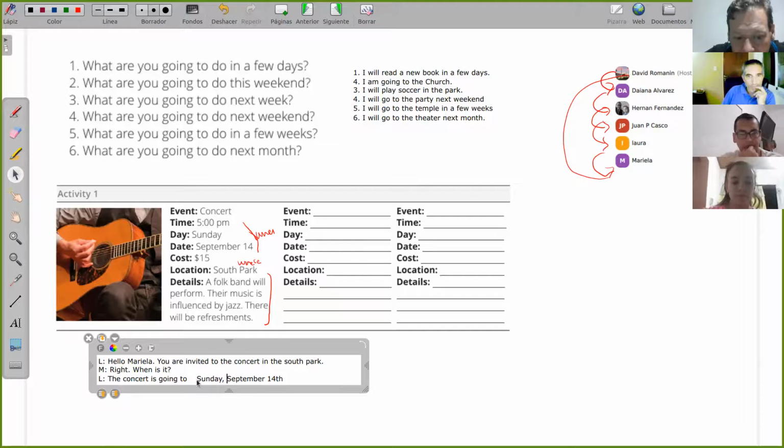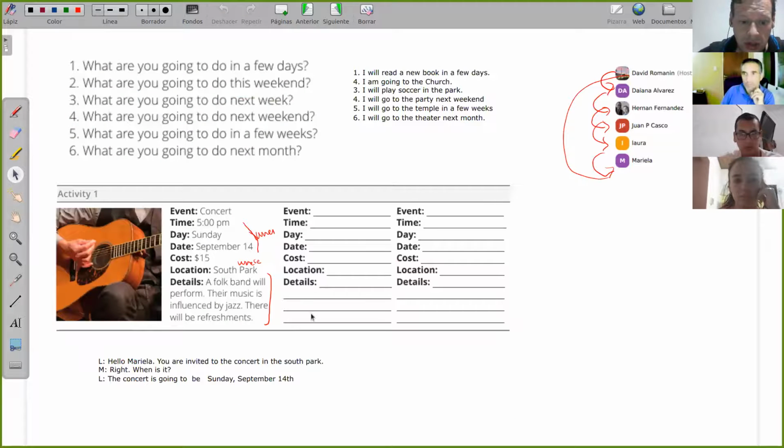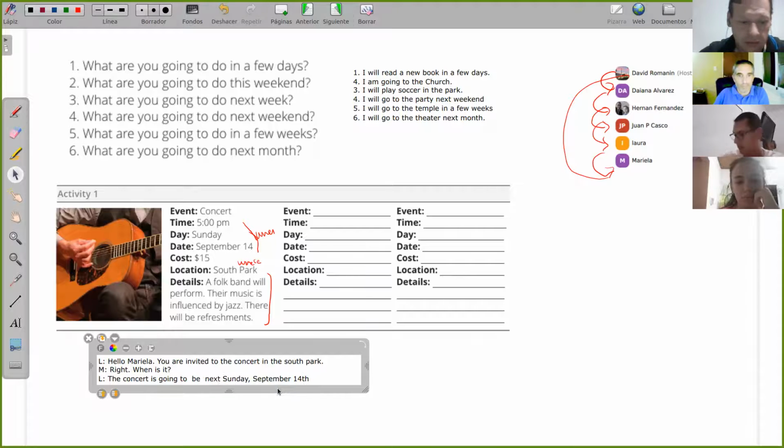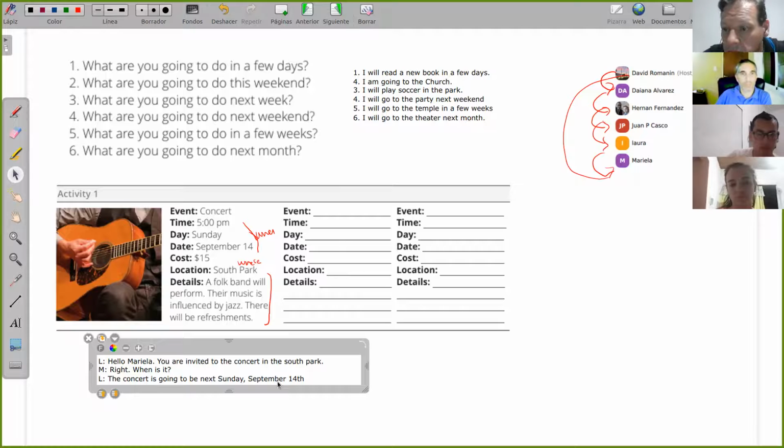Okay. And here, I left a blank because it's going to, and we need something. Here, Sunday. We need the verb. It's going to be, yeah? And we need another thing. El artículo de Sunday. We need a preposition. Not an article. A preposition. And we said that we normally use next. Well, we can use next. It's not a preposition, but it's okay to use it. So the concert is going to be next Sunday, September 14. Perfect.